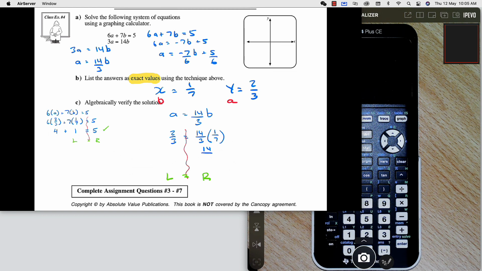So I end up with 14 over 21. And if we reduce that down, we can see that 7 divides into 14 2 times, and 7 divides into 21 3 times, and we have 2 over 3 equals 2 over 3, so that one is also verified.